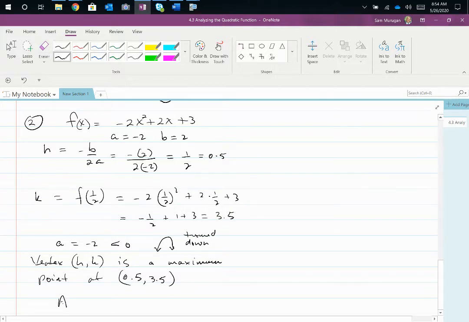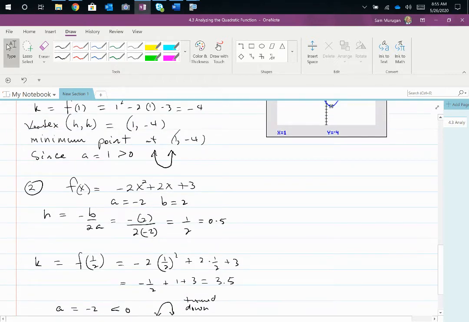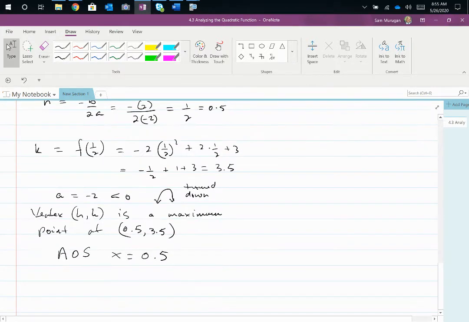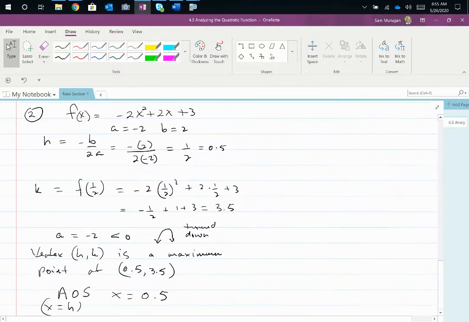Oh, by the way, I forgot to put in the axis of symmetry. X is equal to the h value of the vertex, 0.5. I also forgot to put in the axis of symmetry up here. Axis of symmetry is x is equal to h, or x is equal to 1 in this case, because the h value is 1. Okay? X is equal to h, in which h is 0.5 in this case. So again, we're going to do the same thing. We're going to go to our calculator and graph this function and see if we're correct.